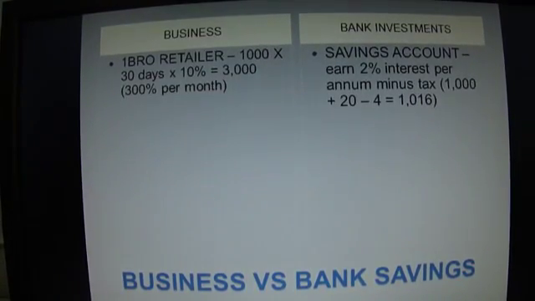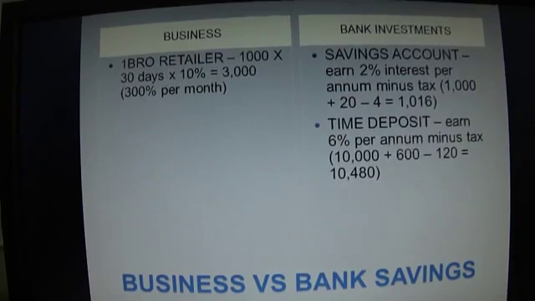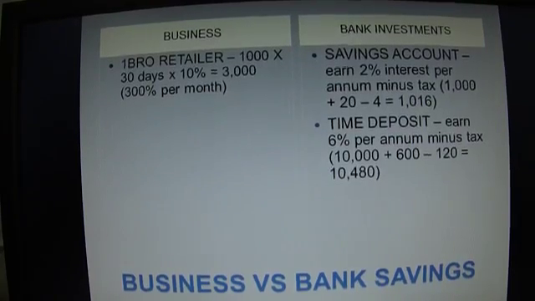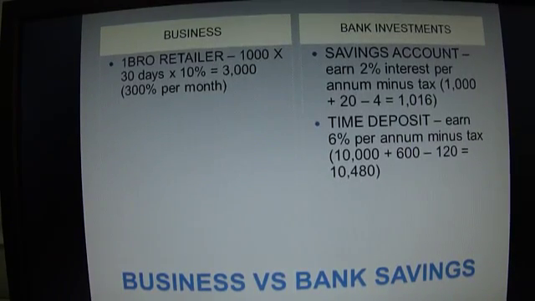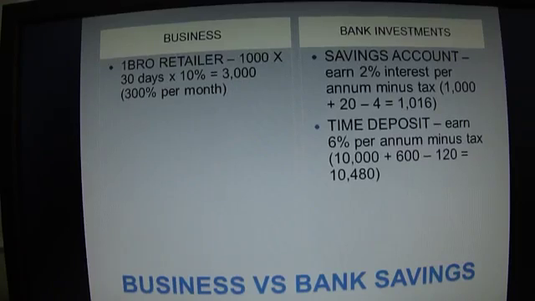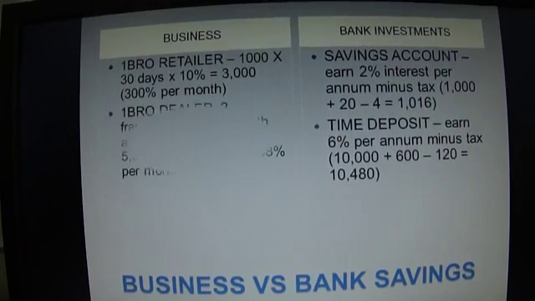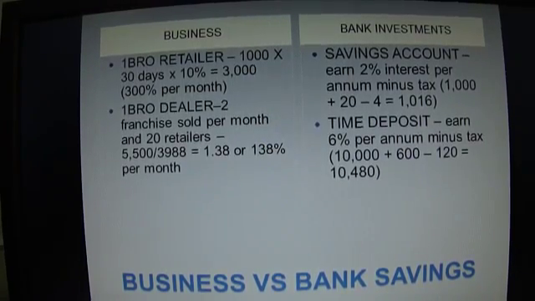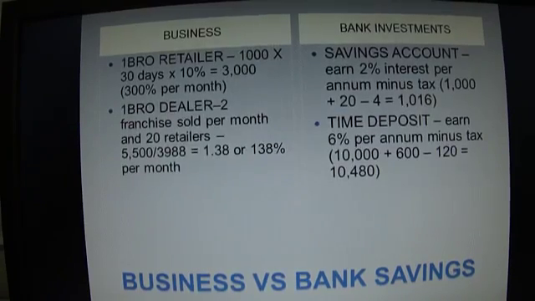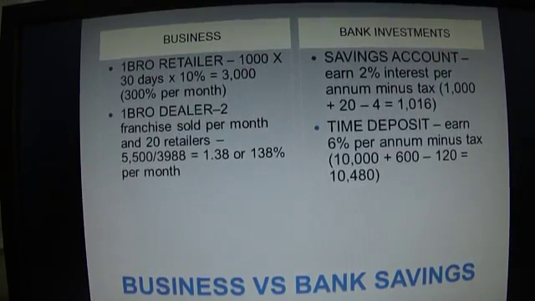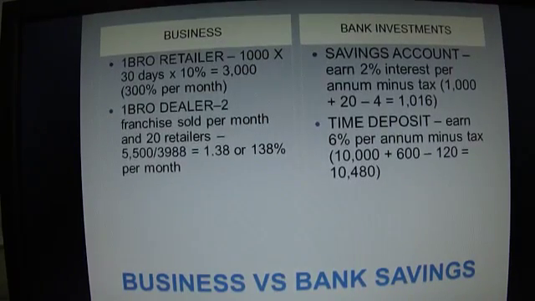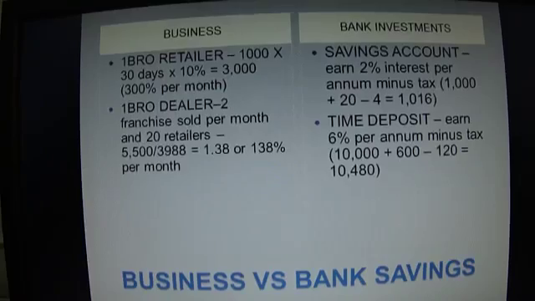Let us go back to bank investments. Time deposit will give you a good earning of 6% per annum minus tax. So if you invest 10,000 pesos for 1 year, you will only earn 480 pesos tax deducted. On the business side, if you are a One Bro dealer and able to sell 2 dealer franchises a month and register 20 retailers, you will have an estimated earning of 5,500 pesos or equivalent to 138% a month.